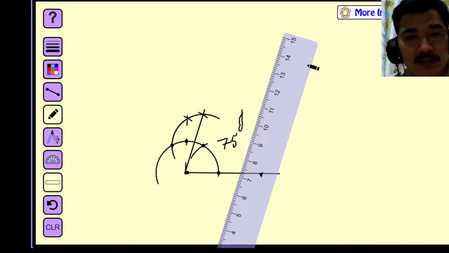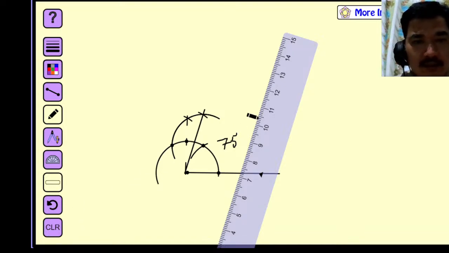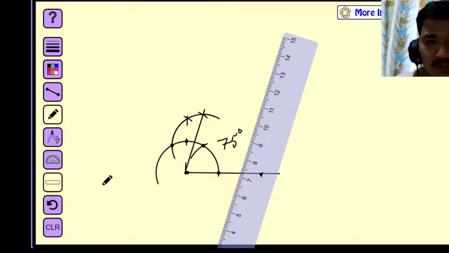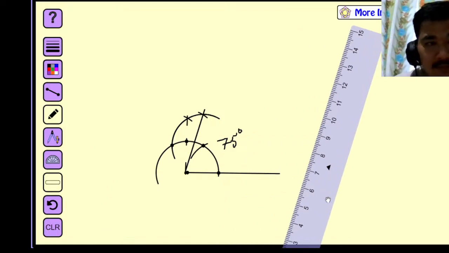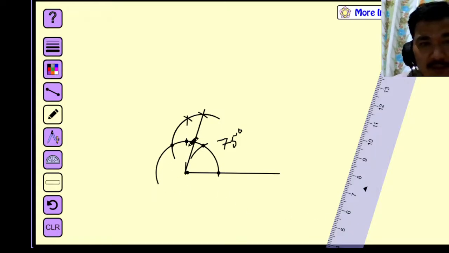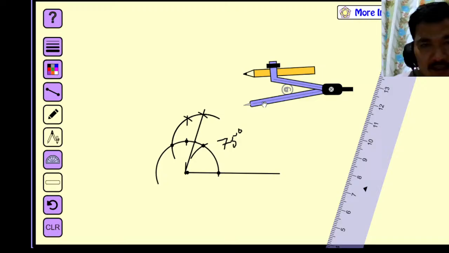This is 75 degree, right? We can put this a little bit small round here. This is 75. Now this is the way to draw half of 75. You have to put the compass at this 75 and this 0. Okay, and put the compass there, like this.